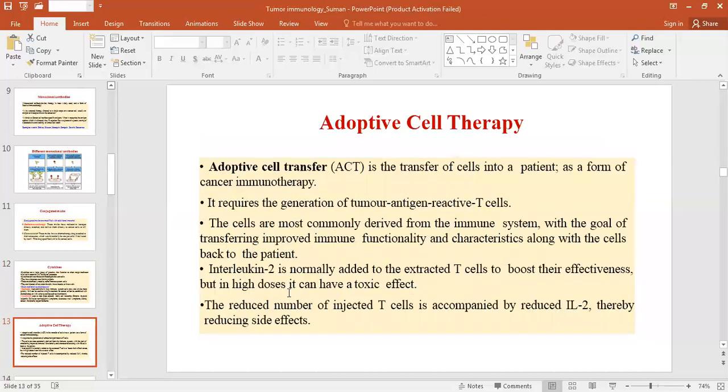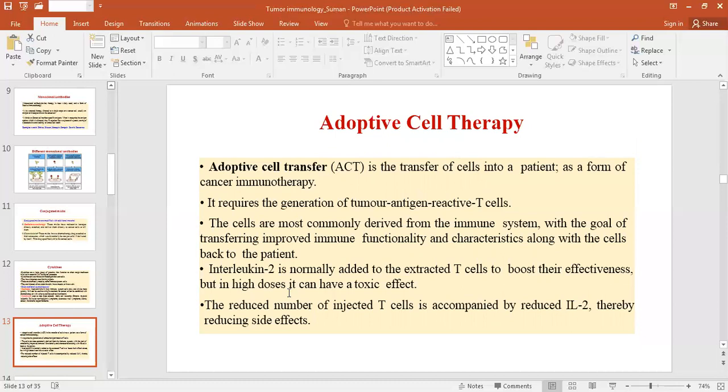So the third type is adoptive cell therapy. Adoptive cell therapy is a form of cancer immunotherapy which involves the collection of patient's immune cells from blood or tumor tissue, their subsequent activation or modification to increase recognition and cytotoxicity towards the tumor cells, followed by injection back into the patient's circulation.